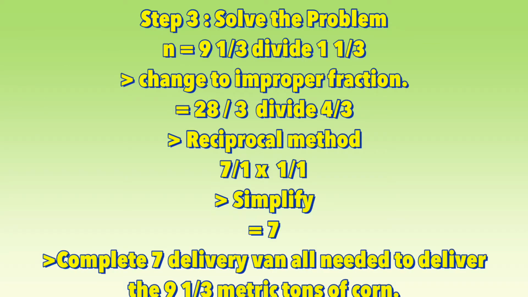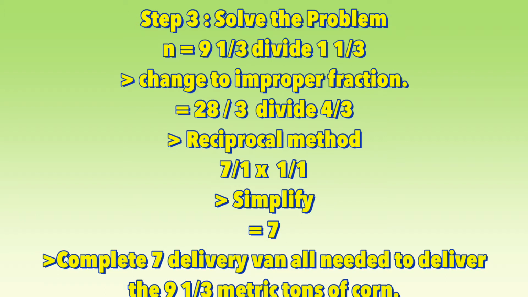Then step 3, solve the problem. We will use the equation n equals 9 1/3 divided by 1 1/3. And then we're going to change to improper fractions because the given are mixed numbers. So it becomes now 3 times 9 equals 27, plus 1 equals 28/3, divided by 3 times 1 equals 3, plus 1 equals 4. So the mixed number now changed to 4/3.